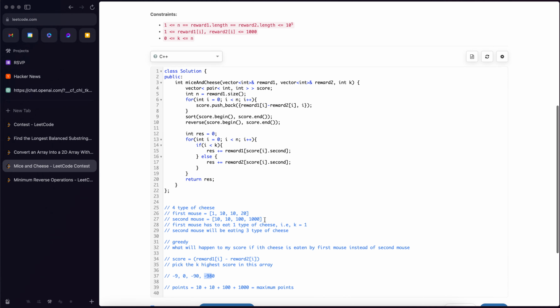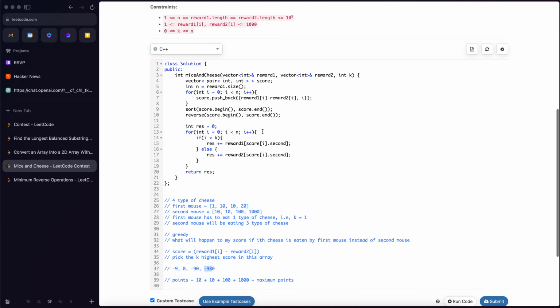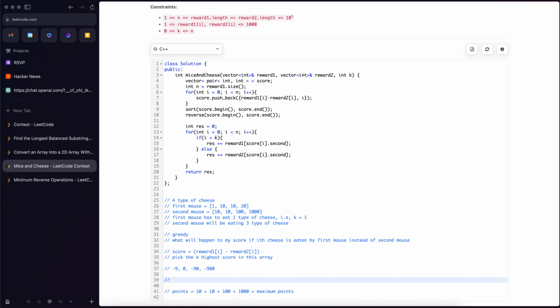Okay, so this was quite simple to implement. We had to calculate the score, but then you also had to sort it, because we need to pick the maximum. If we sort this in descending order, because we need to pick the first k, it would be 0, -9 and so on.